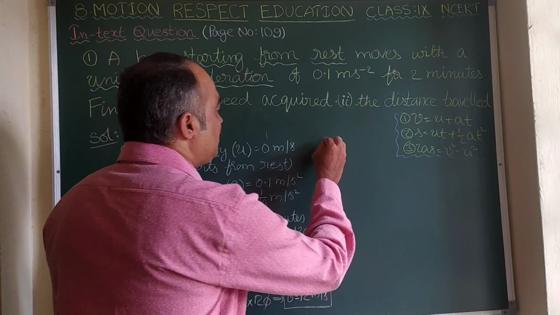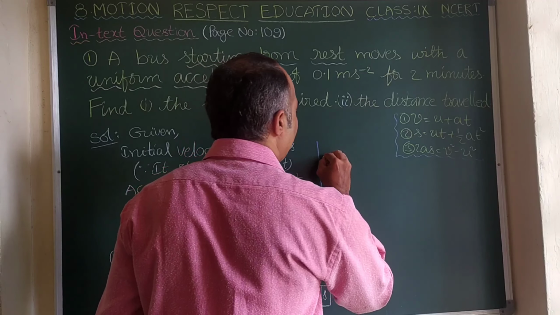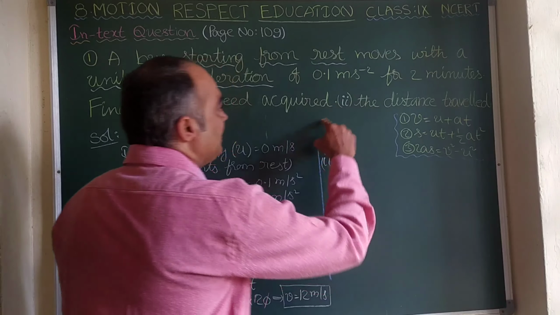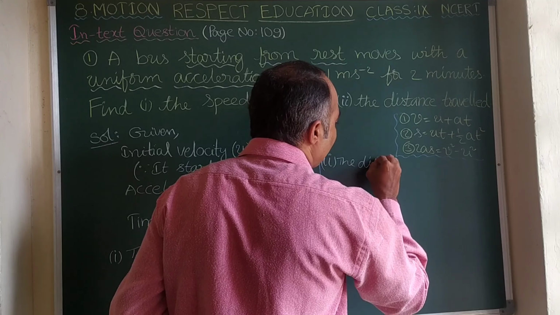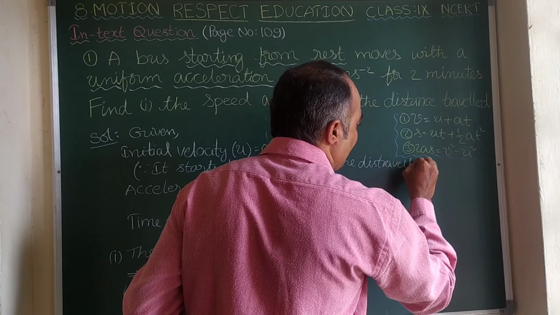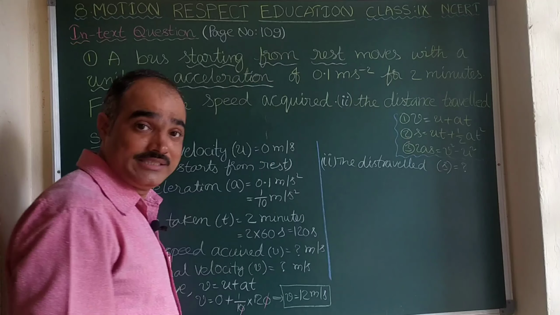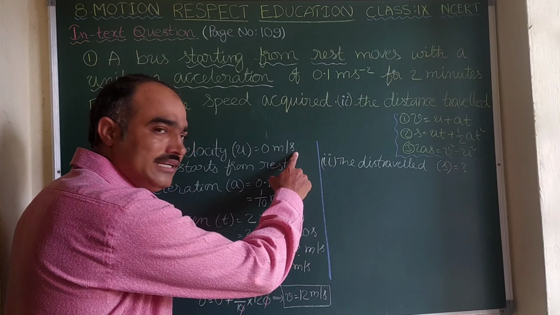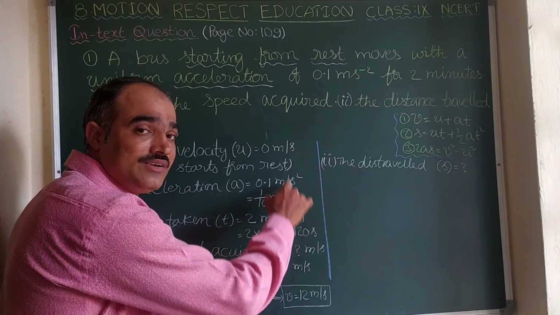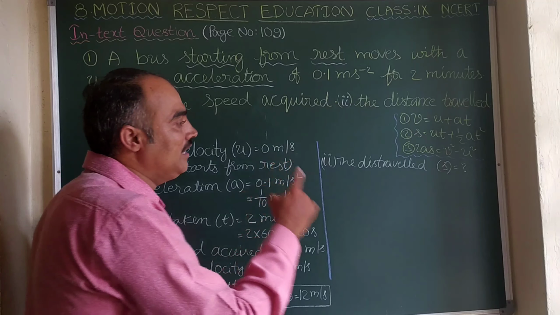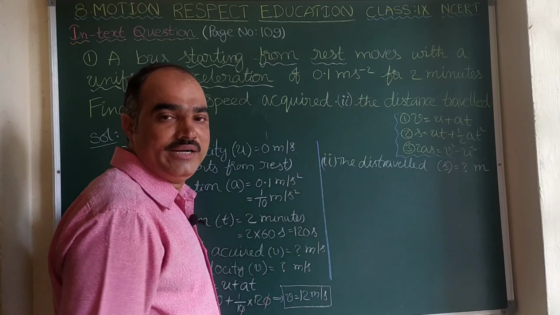Now let us move forward to solve the second bit. Now you see here, second bit is the distance travelled, denoted by s. That is what we need to find, question mark. What about the units? Initial velocity, final velocity are meter per second. Time is in second. Acceleration is meter per second square. Everywhere meter is there if you observe carefully. So distance will be in meters only. How many meters? That is what we are going to find.